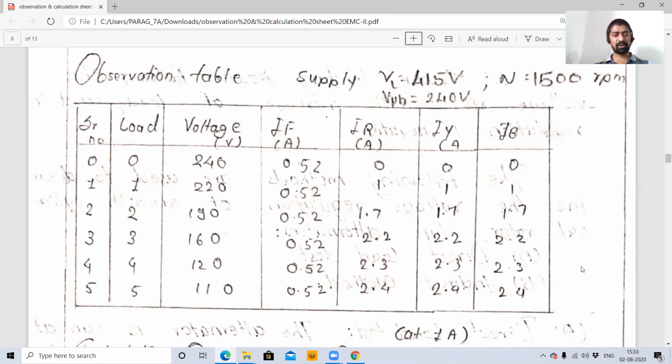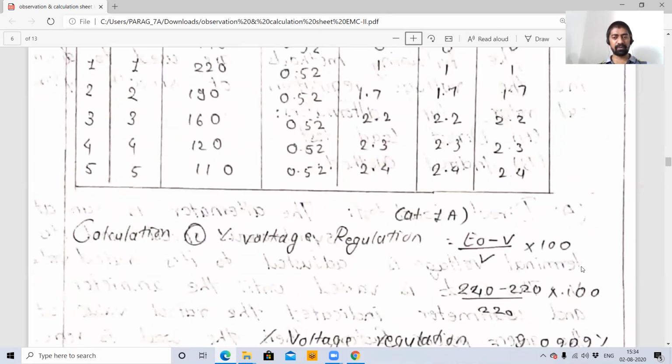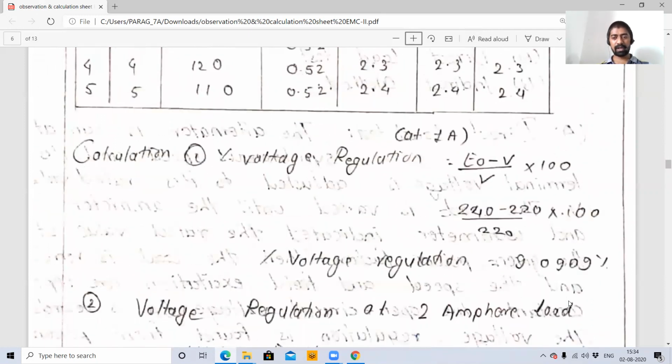Okay, so first of all we go for the voltage regulation at the 1 ampere load: E0 minus V upon V into 100. As we know, E0 is 240, the no load voltage, and V for the 1 ampere load is 220 volt. So 240 minus 220, divided by 220, into 100. So you are getting 9.09 percent.